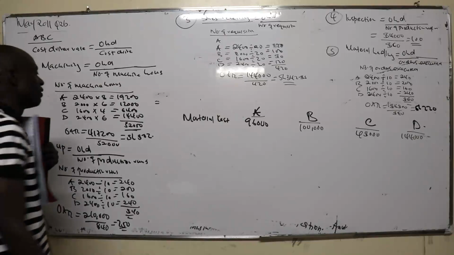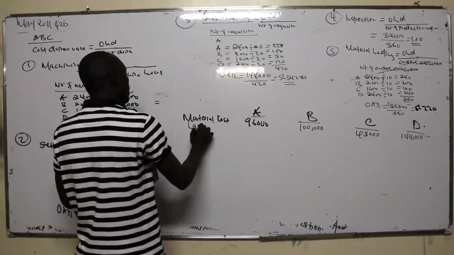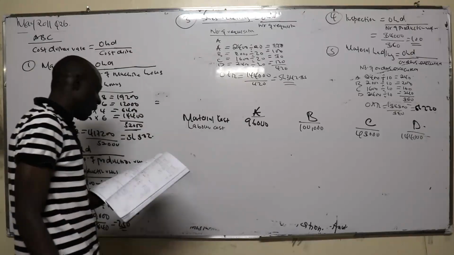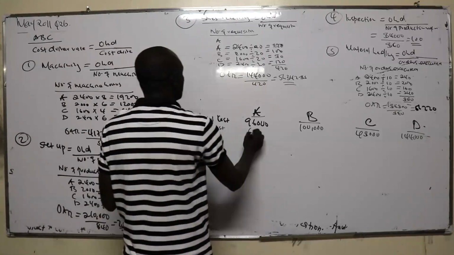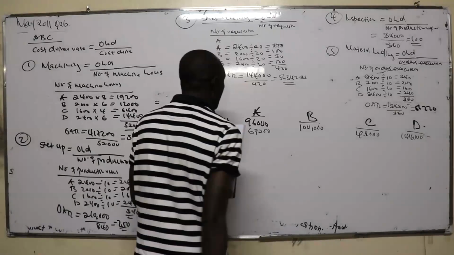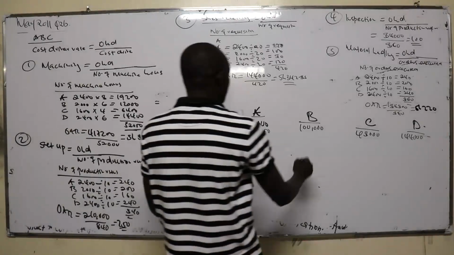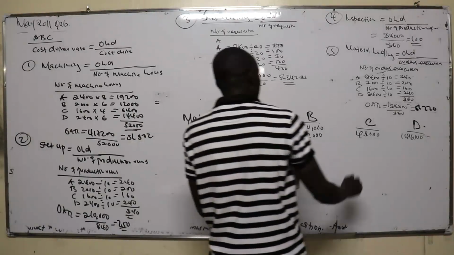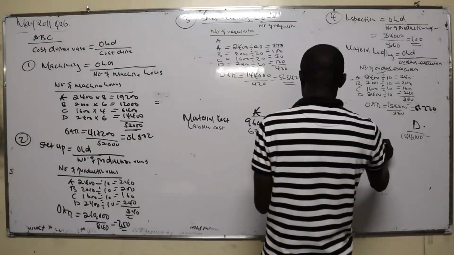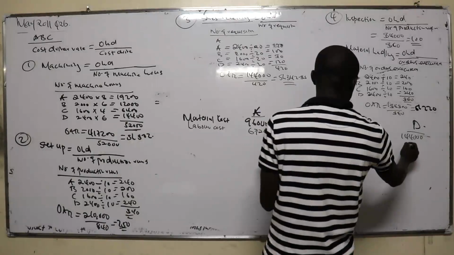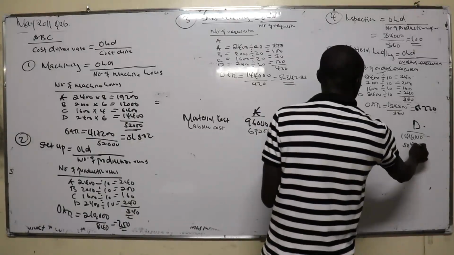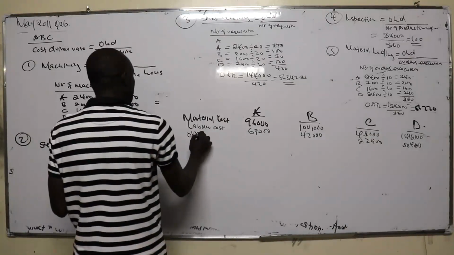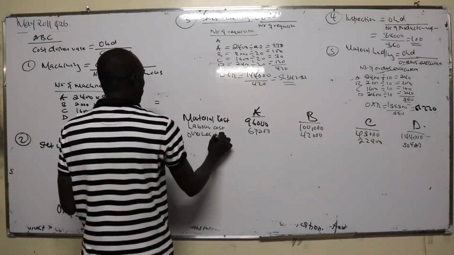And then we have direct labor cost. Labor cost, we had 67,200. The next one was 42,000, the next one was 22,400, and lastly 50,400. And then here we're going to have overheads.